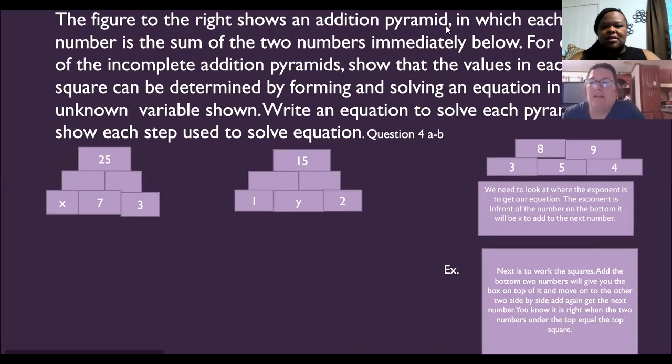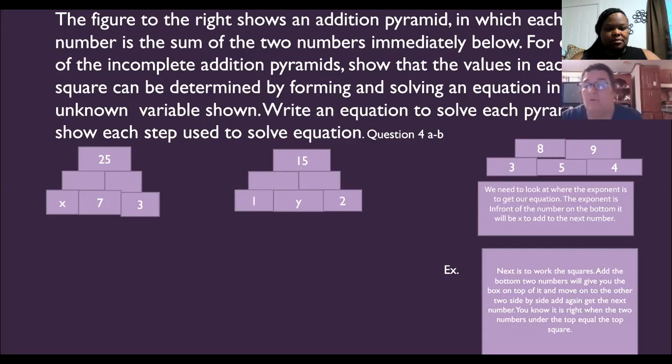Okay, we're going to look at our little help bubbles before our stuff pops up. It says we need to look at where the exponent is to get our equation. So in our first equation, we're going to look over here where the x is. The exponent is in front of the number on the bottom, so it will be x to add. So we will do x plus 7. Then we work on our next bubble.